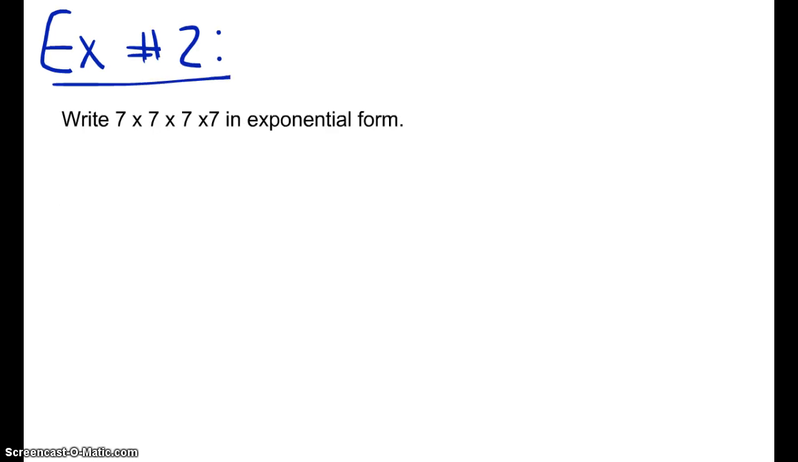Alright, example number 2. They give us 7 times 7 times 7 times 7, and they want us to write that in exponential form. So 7 is our base, and then our exponent, we just count how many times we multiplied 7, and we did that 1, 2, 3, 4 times. So that becomes our exponent. 7 to the 4th power is one way that we could say that.